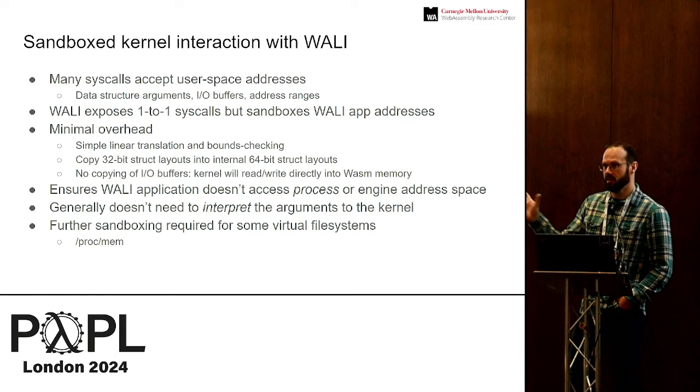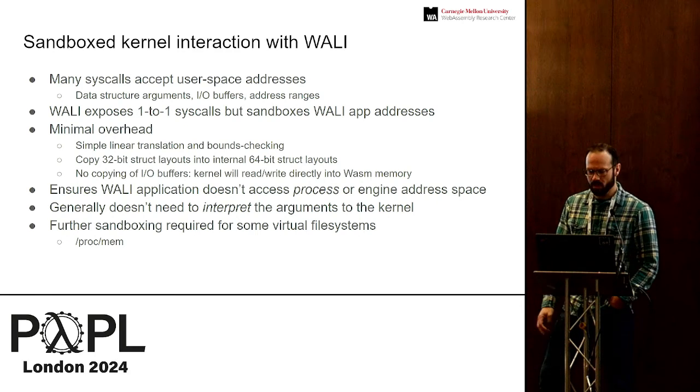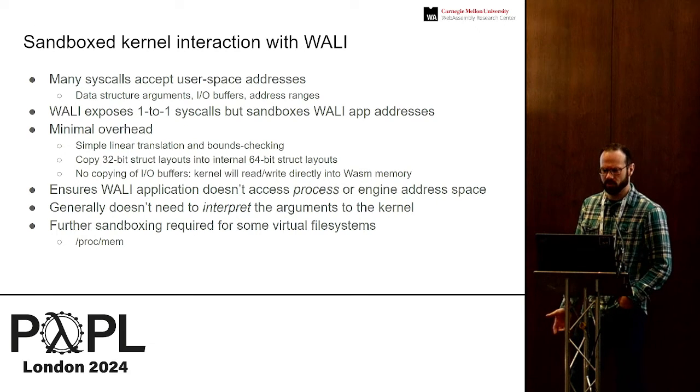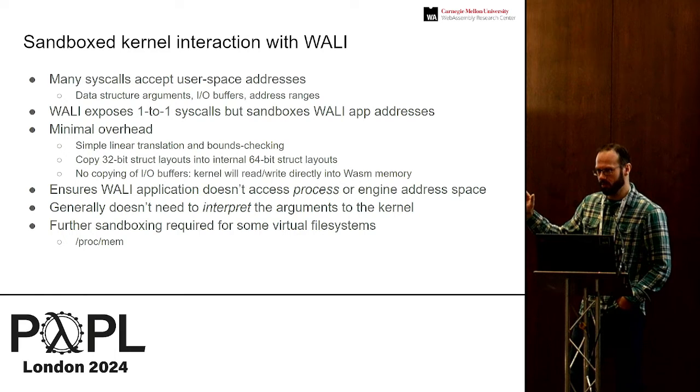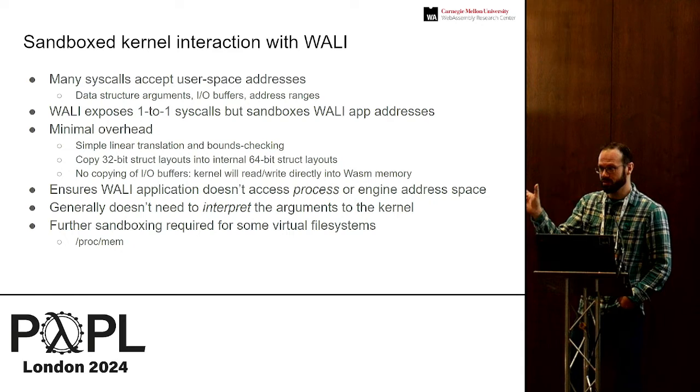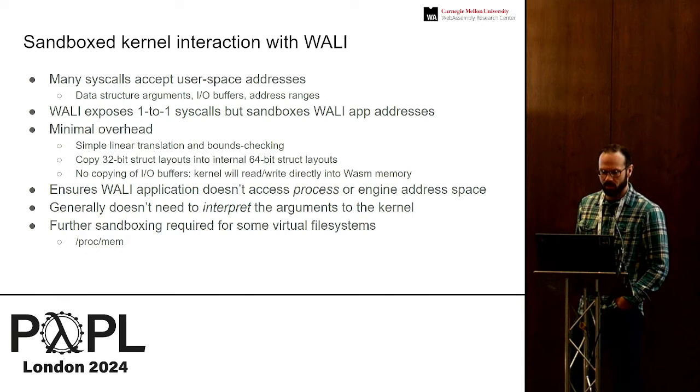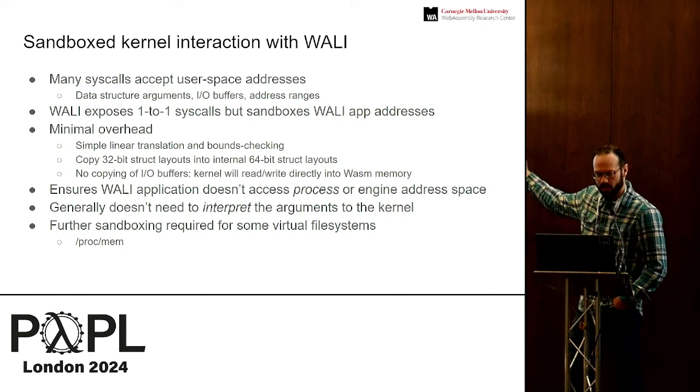Actually, we need to do a copy in and out because we don't want the WASM application to be able to touch the process memory. And that's actually pretty easy to do. There's effectively a small address translation. If you're calling one of these Linux system calls that takes anything to do with memory, we'll do a bounds check and make sure that the WASM application's memory is what we pass to the kernel. That means, for example, copying the structs.